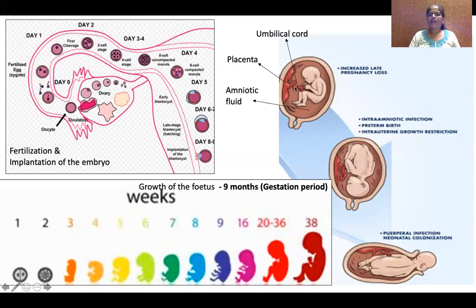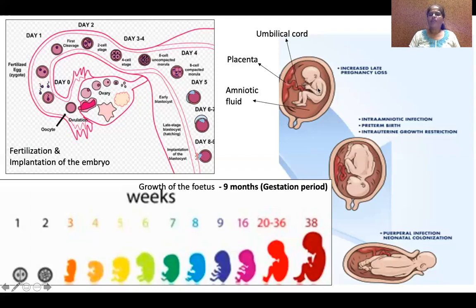This umbilical cord, we call it karalu in Kannada. Through the umbilical cord the placenta gives nutrition to the baby. Oxygen, food, nutrients, minerals, everything the placenta gives to the baby through this umbilical cord.